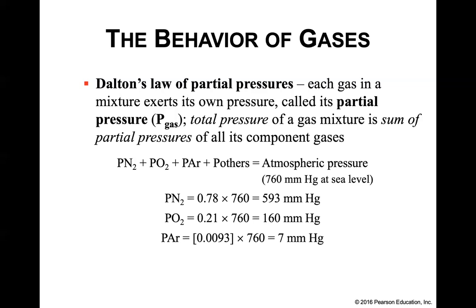So if we look at atmospheric air, it's made up of oxygen, nitrogen, and a few other things. The percentage composition of nitrogen in the atmosphere is 78%, so you would take 760, which is atmospheric pressure. 78% of that would be 593 millimeters of mercury. That would be the partial pressure of nitrogen being exerted on a system here. Oxygen, which is 21% of atmospheric air, would have a partial pressure of 0.21 times 760, or 160.